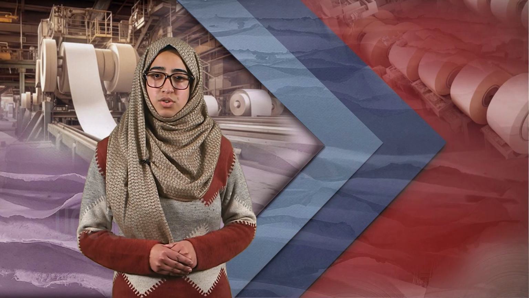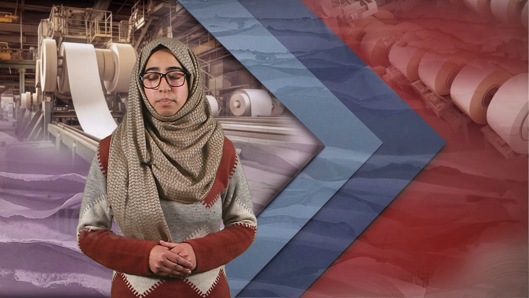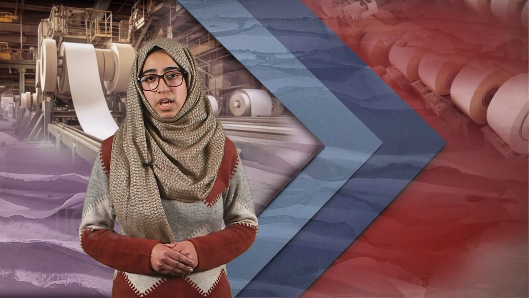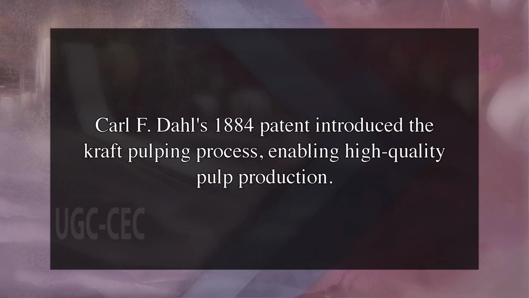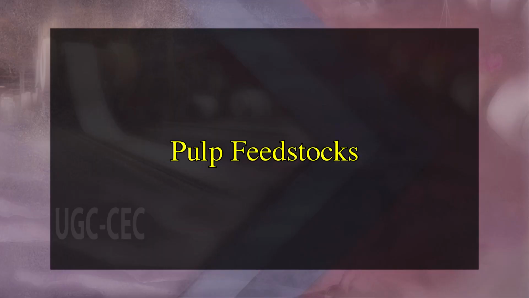The 19th century also saw the development of mechanical pulping for more energy-efficient processes, while Carl F. Dahl's 1884 patent introduced the kraft pulping process, enabling high-quality pulp production. Ongoing technological advancements continue to shape the industry with a focus on innovations in pulp processing, bleaching methods, and energy efficiency. Students, now let's delve into the topic of pulp feedstocks.